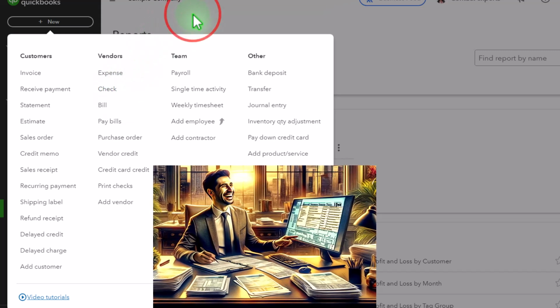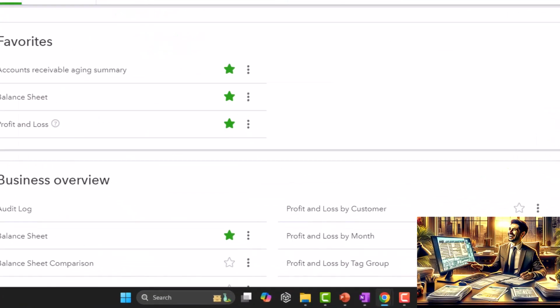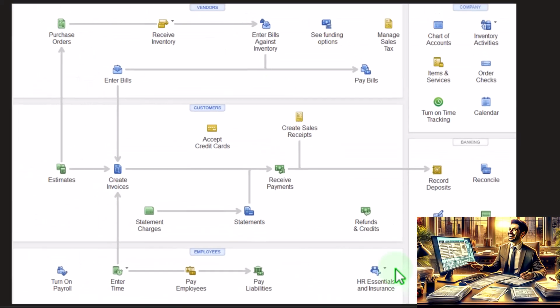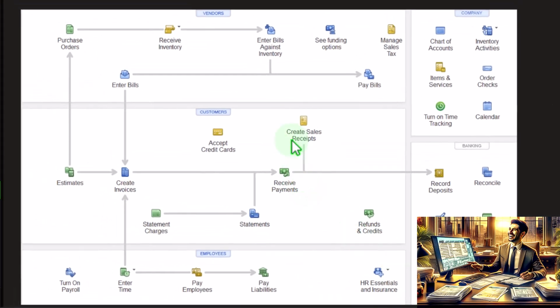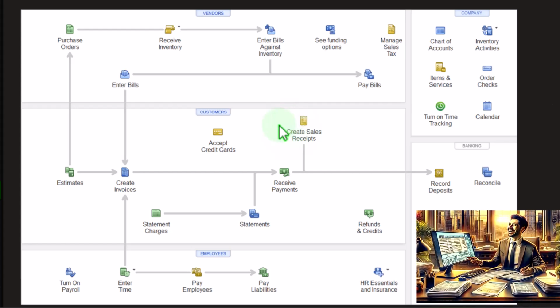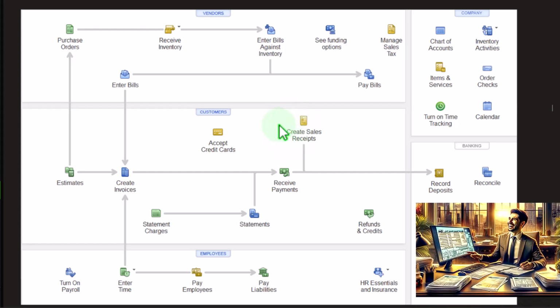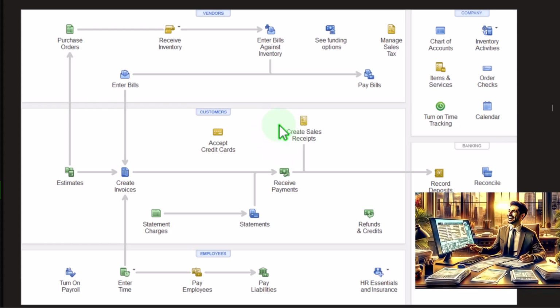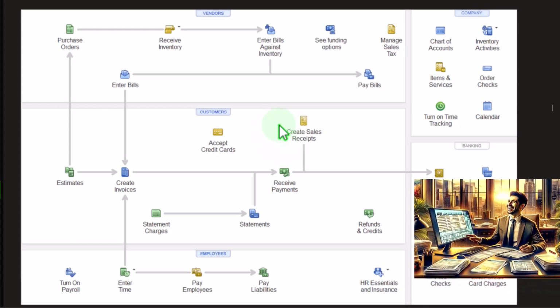Let's jump over to our flowchart. So the flowchart is over here. Now this is the QuickBooks desktop flowchart. We're doing QuickBooks Online. I'm just using this flowchart because it's a great flowchart for any kind of accounting system, and the forms for the desktop are basically the same as the online.